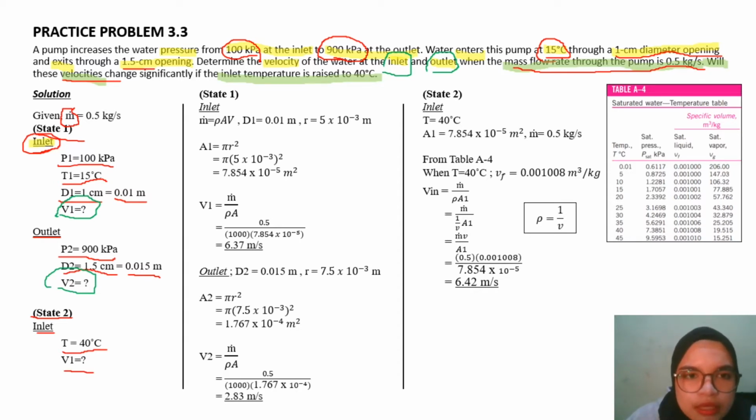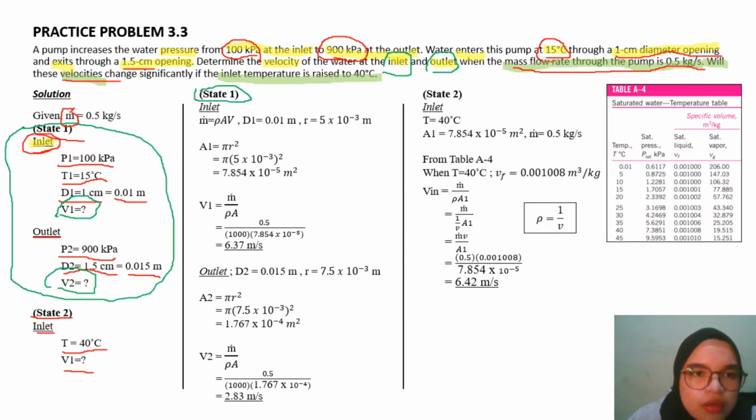So without wasting our time, let's proceed to our calculation. Here I'm starting with state 1, which is the information given here. You can look here.